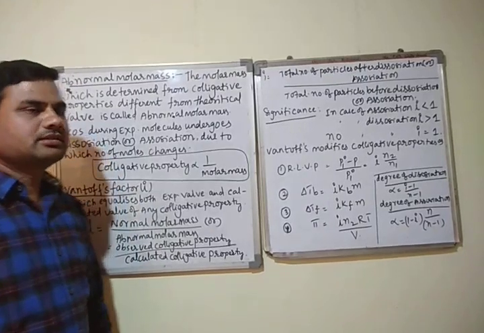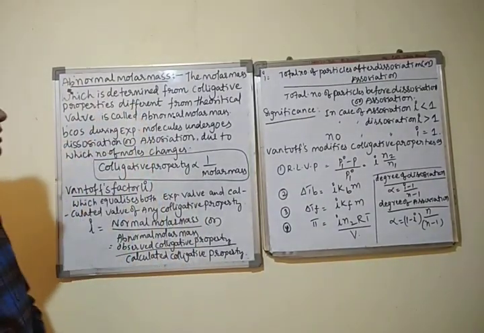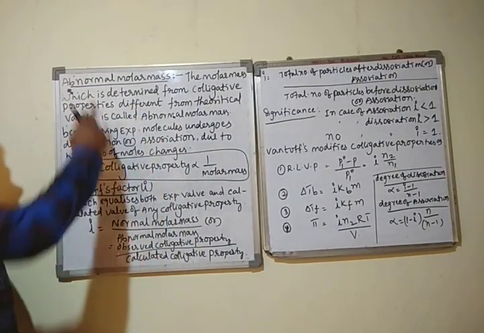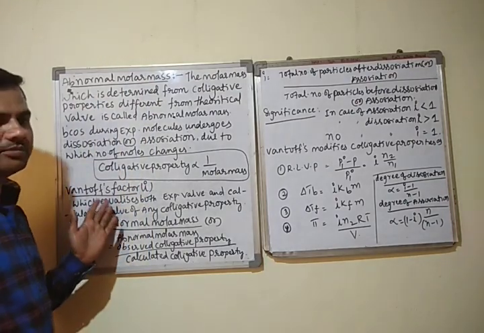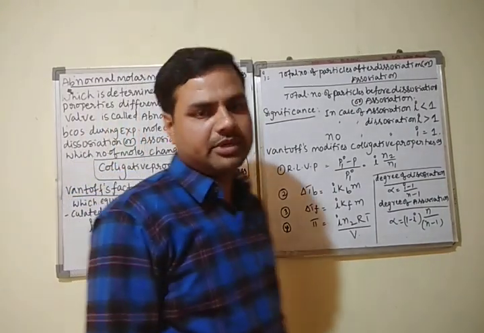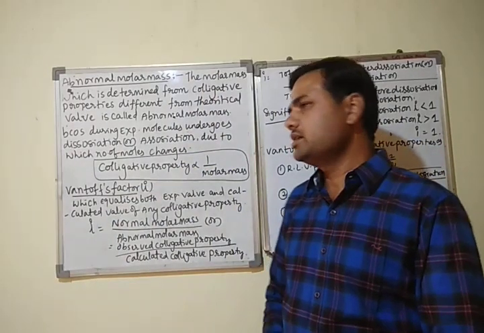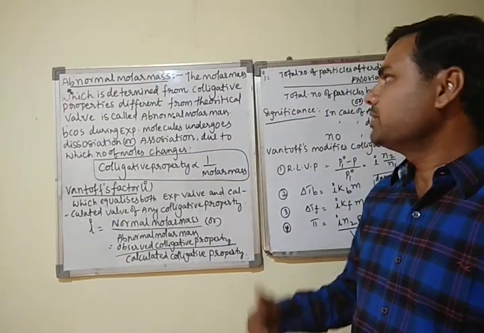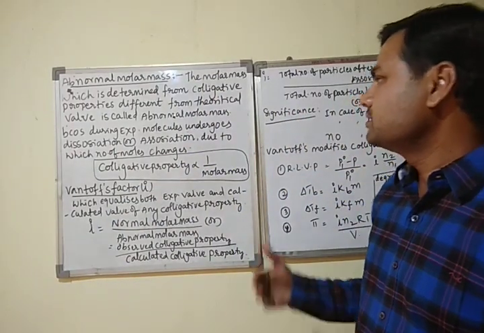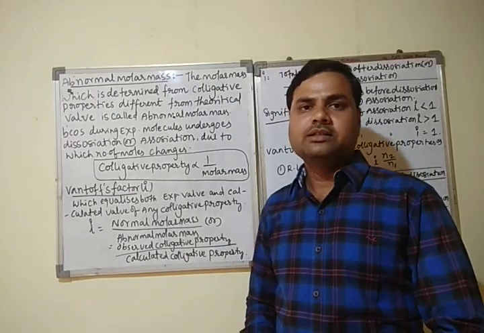Hello my dear students, in this class we will discuss the abnormal molar mass, and this is the last topic in the solution chapter. And what is meant by the abnormal molar mass? See here, what is normal molar mass? Normal molar mass means the molar mass which is determined by the theoretical value.